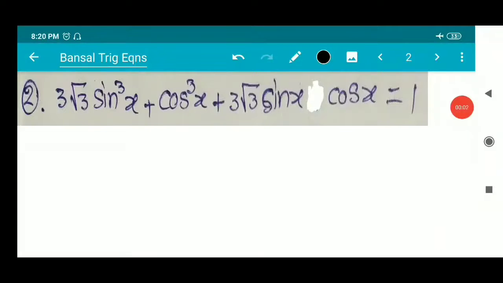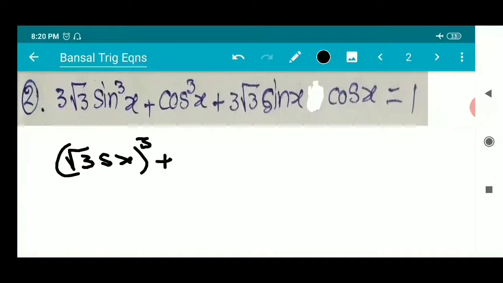Let's say second problem, it's a different one. 3 root 3 sin cube x plus cos cube x plus 3 root 3 sin x into cos x equals to 1. Okay, so see here, 3 root 3 sin cube x is given, so that can be written like (root 3 sin x) whole cube plus (cos x) whole cube.